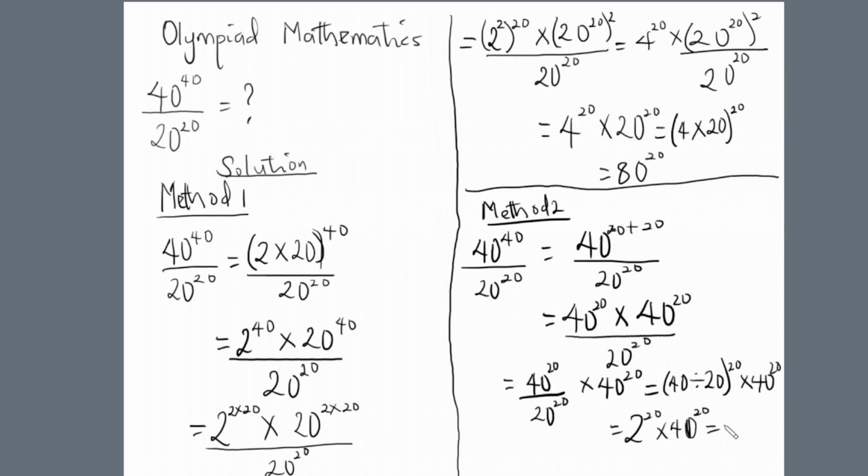This means we can write this as 2 times 40, because we have the same power, all to the power of 20. And 2 times 40 is 80, so our answer still goes back to 80 to the power of 20. Either of these two methods or any other method you have can work.